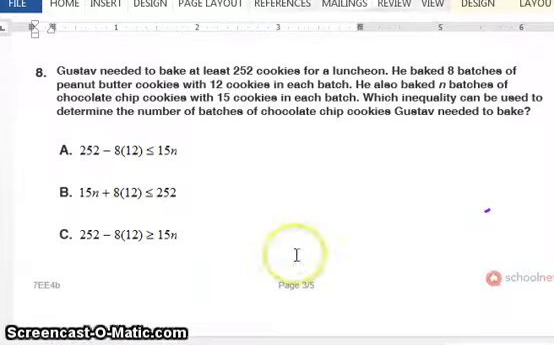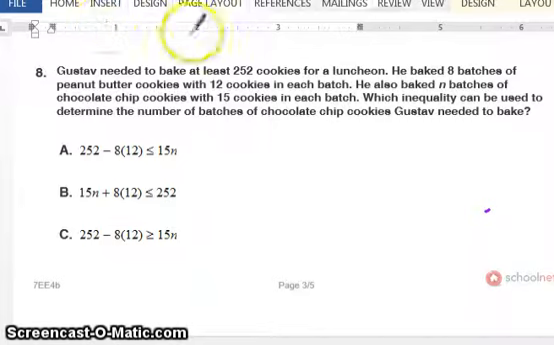Number 8. Gustav needed to bake at least 252 cookies for a luncheon. He baked 8 batches of peanut butter cookies with 12 cookies in each batch. He also baked n batches of chocolate chip cookies with 15 cookies in each batch. Which inequality can be used to determine the number of batches of chocolate chip cookies Gustav needed to bake?